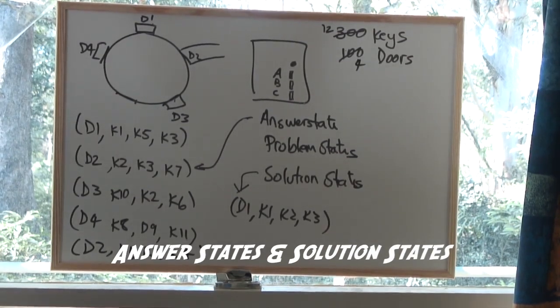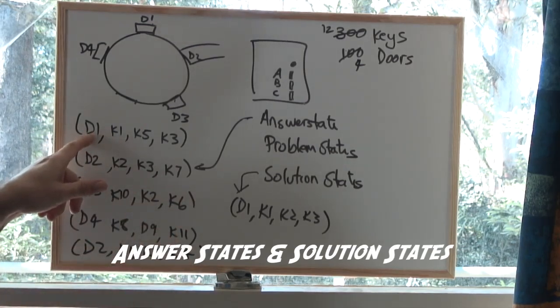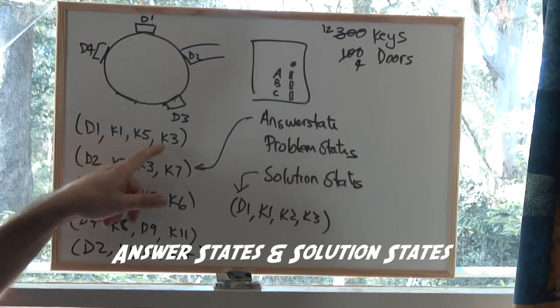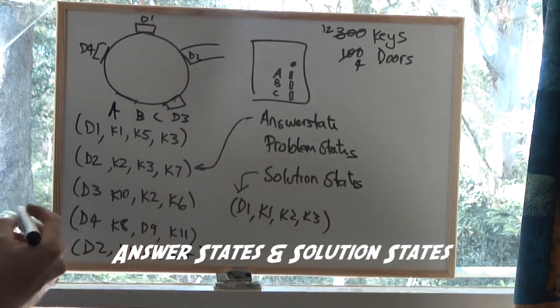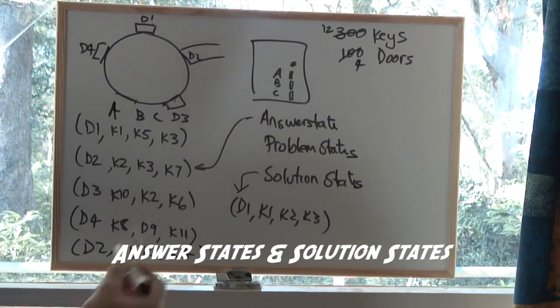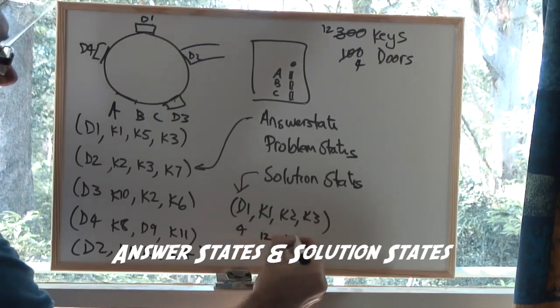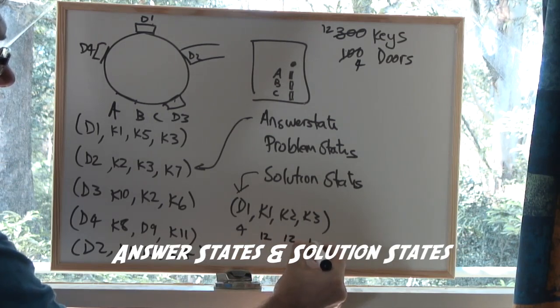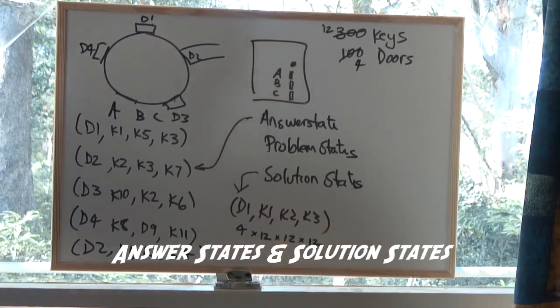Well, you've got a bit of wiggle room here. It depends how you represent a solution state. The naive way of representing a solution state is the way I've done it here. It's a 4-tuple. The first thing is the door number, then a key, then a key, then a key. This is for locks A, B, and C in turn on each door. So how many possible solution states are there? Well, there's 4 doors. There are 12 keys that could go in each lock, assuming perhaps that the same key can be used twice. So there's 4 times 12 times 12 times 12 possible combinations.